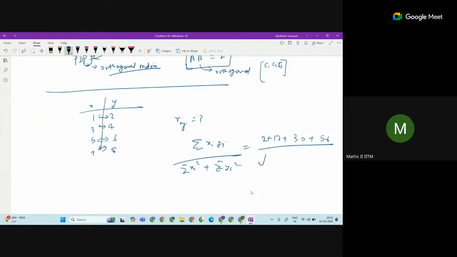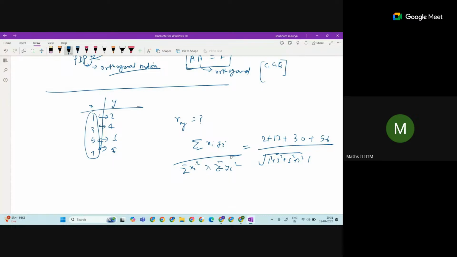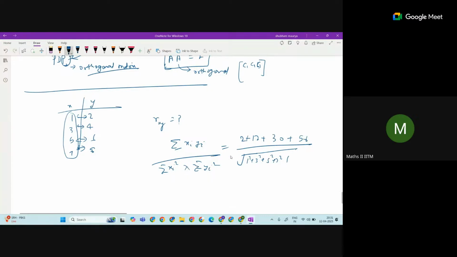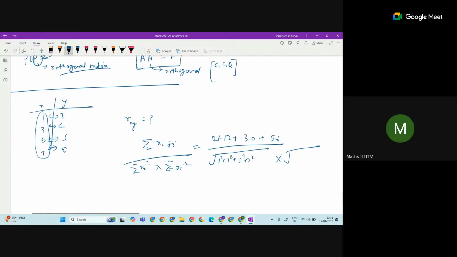The lower part is to square and sum: this portion is 1 square plus 3 square plus 5 square plus 7 square, and then 7 square and then the root of y_i.